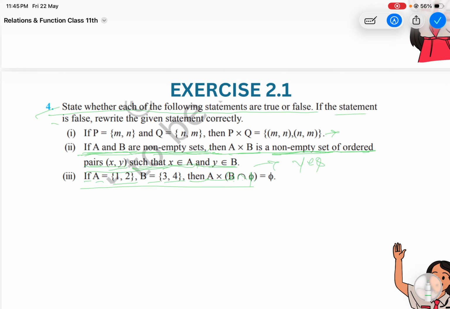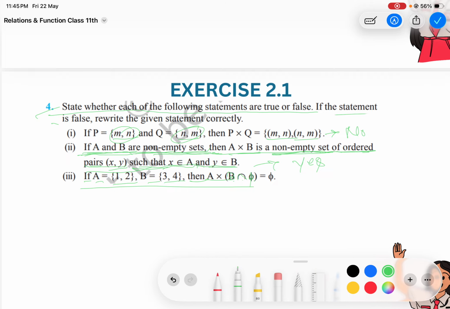Okay, if we have a pair mn and nm, so there will be a total of 4 pairs. You see, here we have 2 and here we have 2, so there will be a total of 4, not 2. So this is false. This is not a true statement.